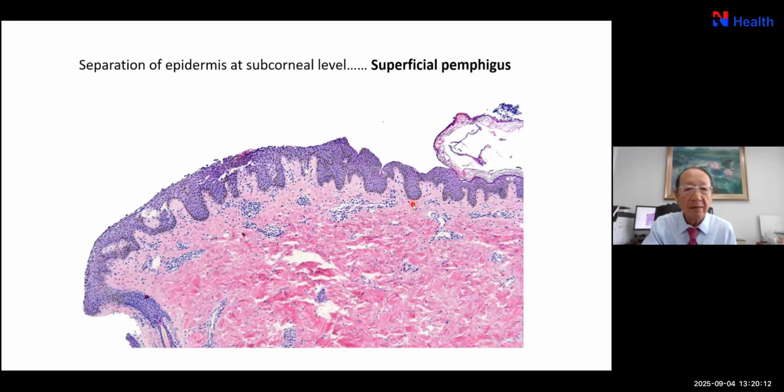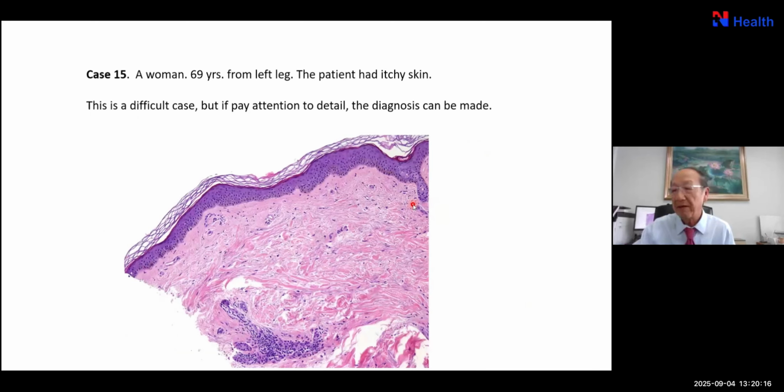The last one, this is tough. This is the one that requires knowledge of clinical dermatology. If you know clinical dermatology, it'll be easier. If you don't know, you can still get it, but it's more difficult.